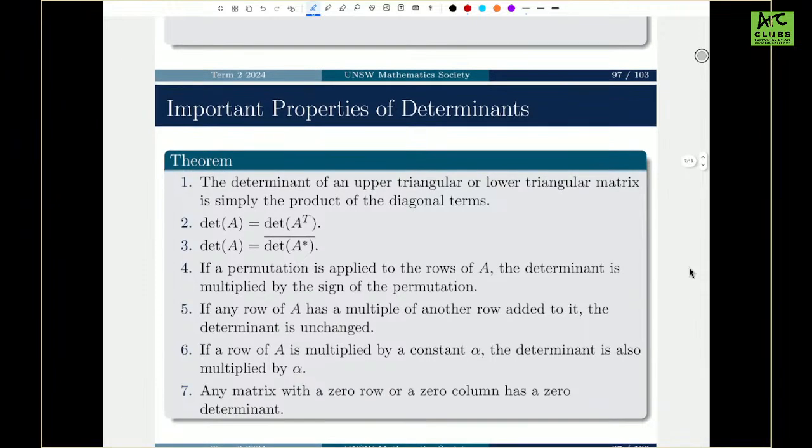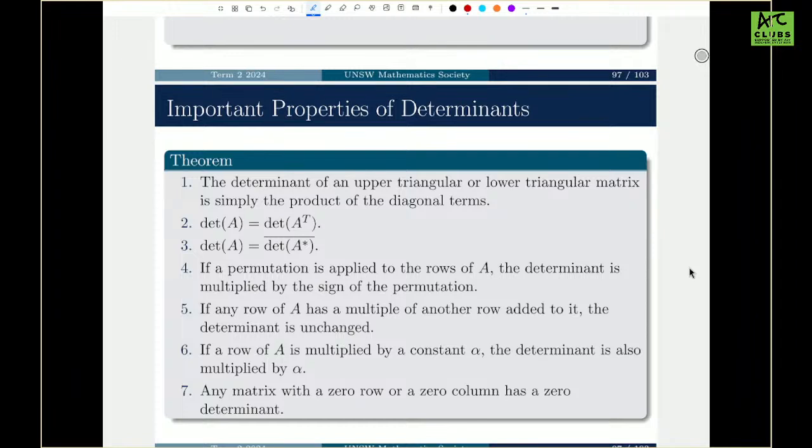Okay, we've got a bunch more. So number 4, if a permutation is applied to the rows of A, if you switch two rows around in your matrix, the determinant is multiplied by the sign of the permutation. So if you swap row 1 and row 2, the determinant becomes -1 times the original determinant. Now say you swap row 2 and 3, you multiply the determinant again by a negative, so you get the same determinant, right? So it switches from positive to negative every time you switch a row.